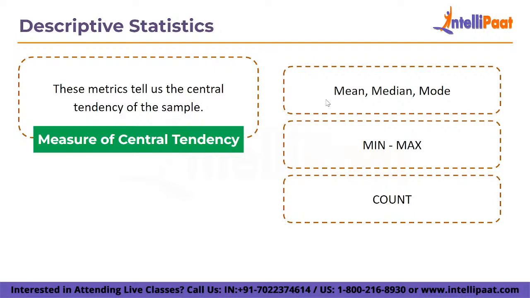Alright, now coming back to the session, the measure of central tendency. The measure of central tendency is nothing but the mean, the median and the mode that we have already discussed in the frequency distribution, and these metrics tell us the central tendency of the sample. The other metrics that are included in this are minimum, maximum, the count of the distribution that best explains the measure of central tendency of the sample.